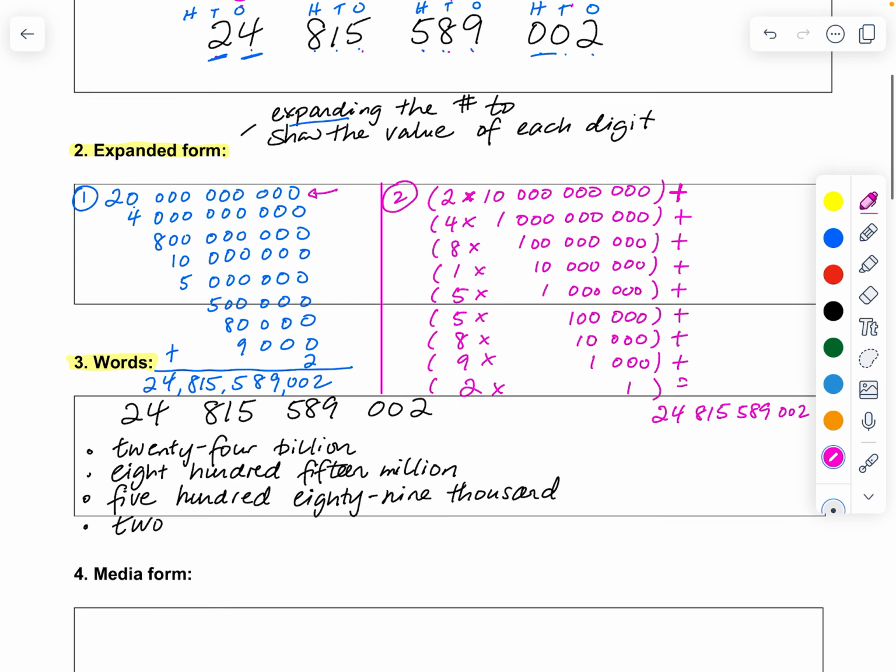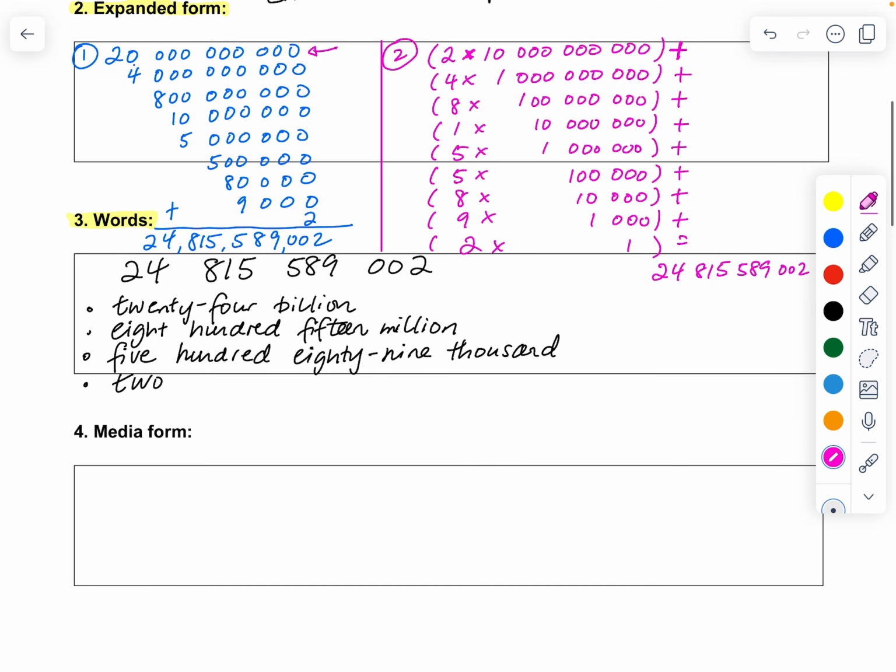Okay, so finally the last one, which I've coined media form before, but I don't think it's exactly what we call it. But I want you to think about how would you typically see, and I know I keep rewriting our original number, but it's just easier than scrolling the screen up and down here. So I'm just going to rewrite this here. So this is our original number from the top, right?